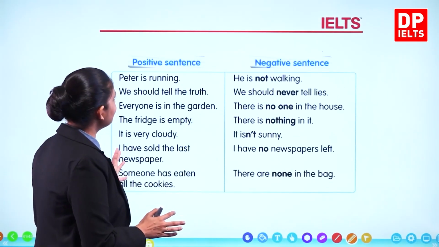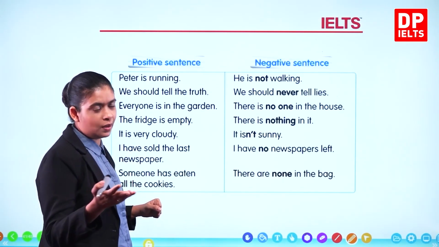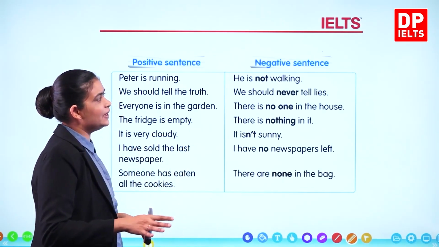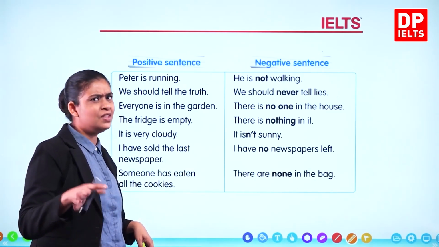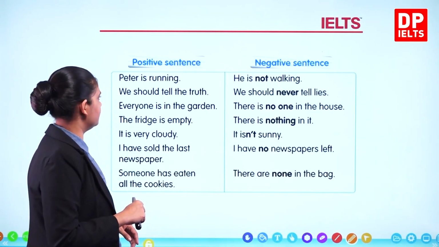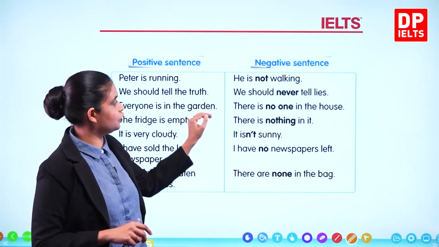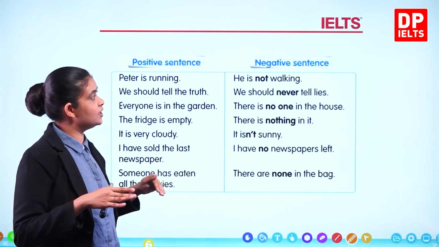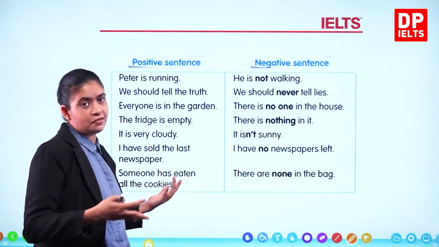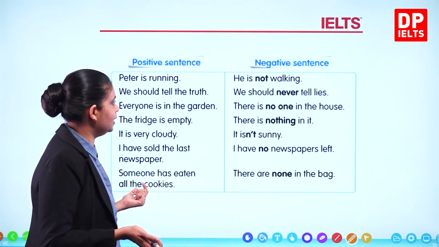So Peter is running. It's a positive one because he's doing it. Peter is not walking. No, not so negative. We should tell the truth, positive. We should never tell lies. Never makes it negative, right?